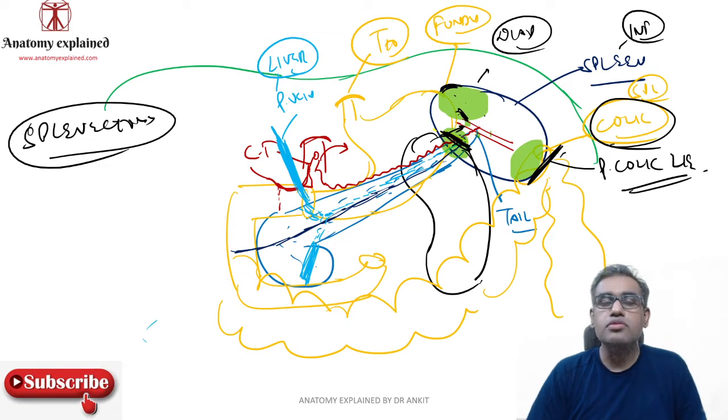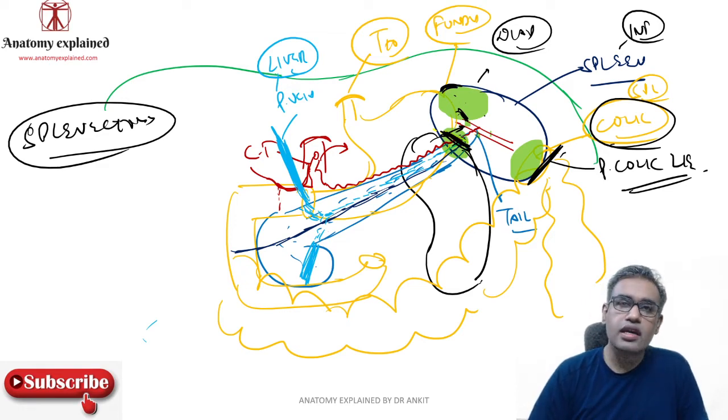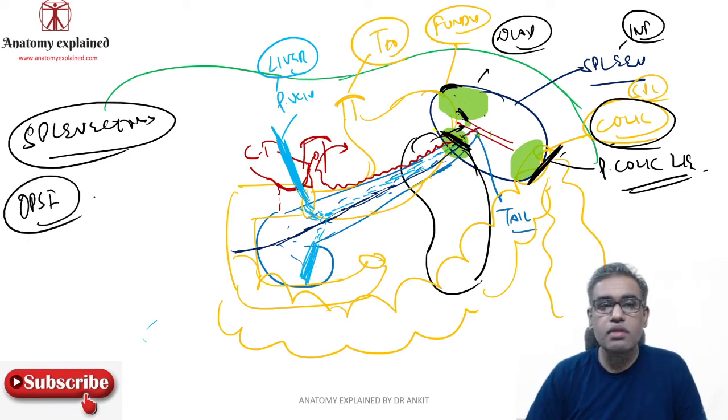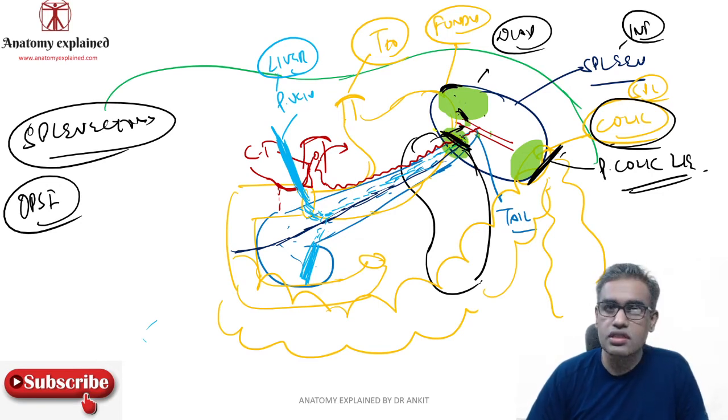The problem that comes, or the complication that comes after removing the spleen, are the opportunistic infections known as OPSI, which stands for overwhelming post-splenectomy infections, particularly by encapsulated bacteria like pneumococcus, Streptococcus pneumoniae, or Haemophilus. So that is one complication.